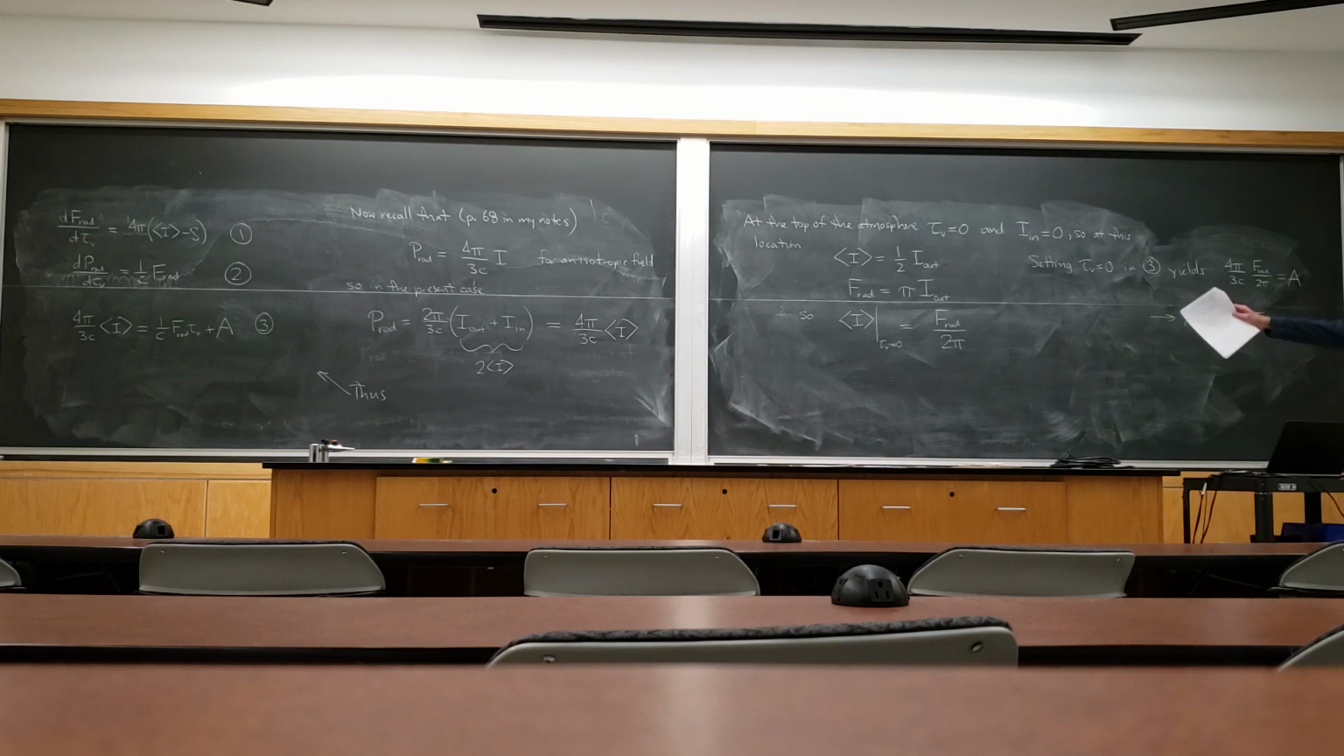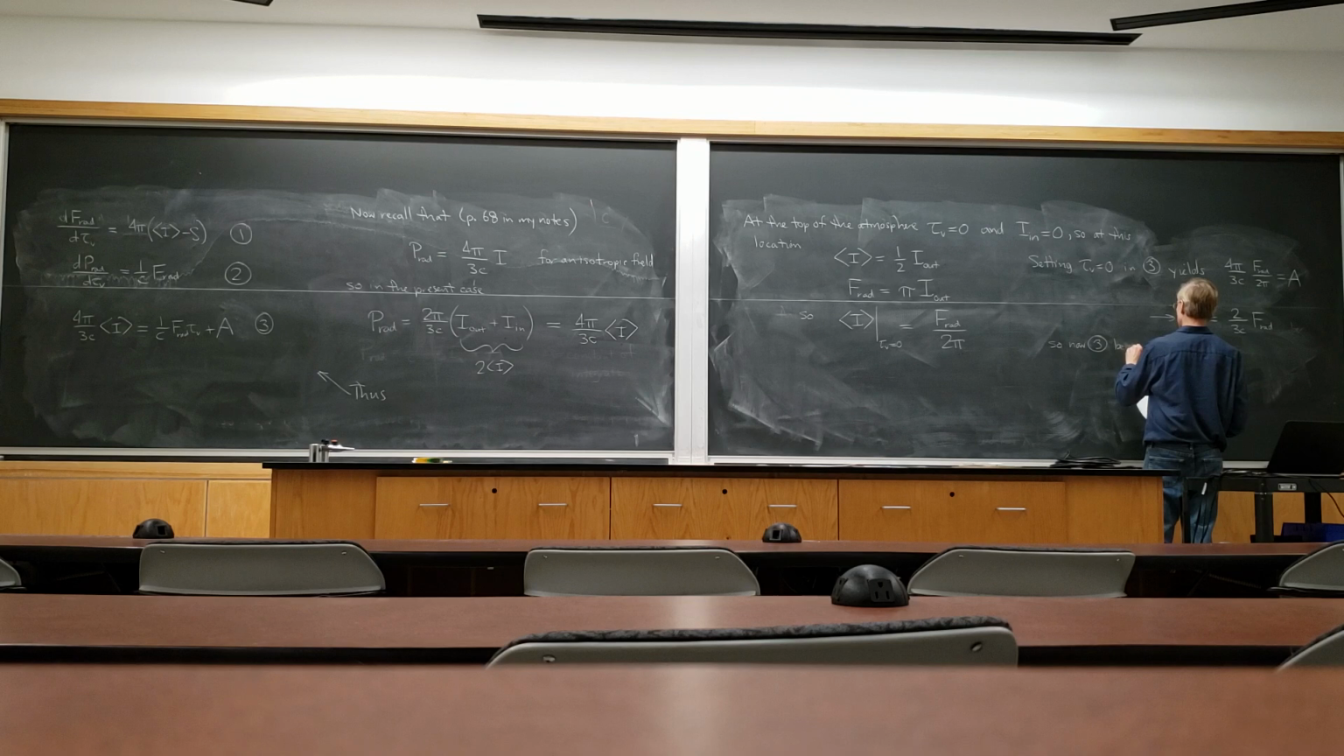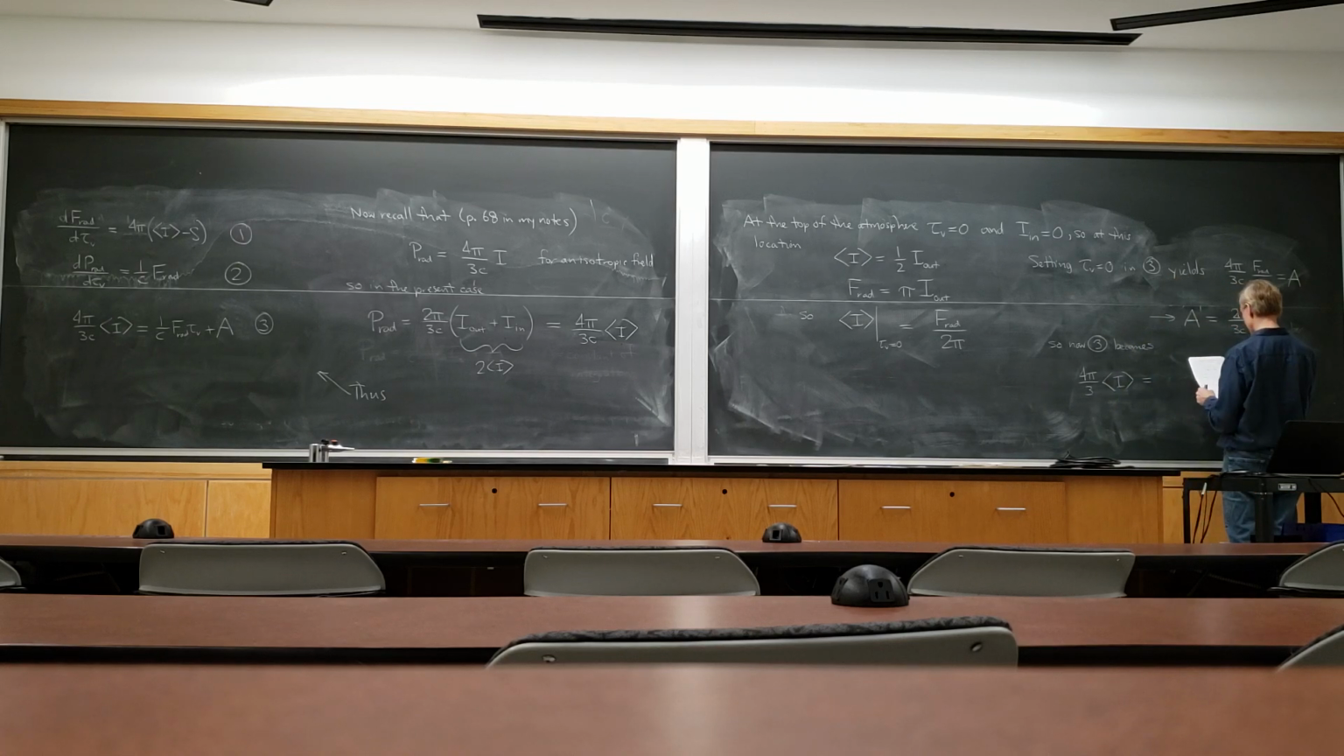So now we can put that into 3. Now we know what A is. So now 3 becomes 4 pi over 3 times, multiply through by C on both sides. 4 pi over 3 I is equal to the radiative flux times tau v plus 2/3.